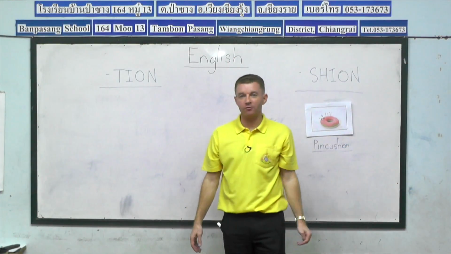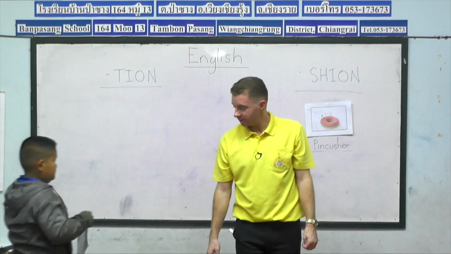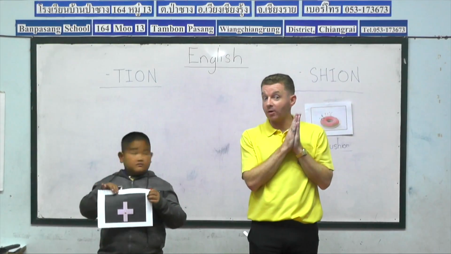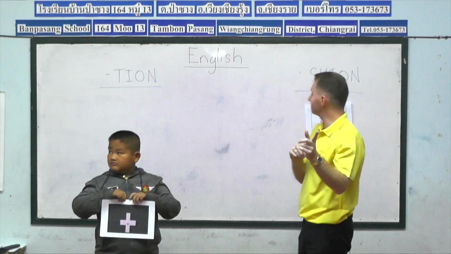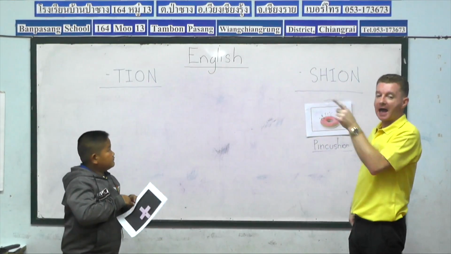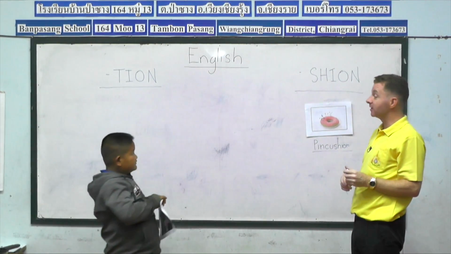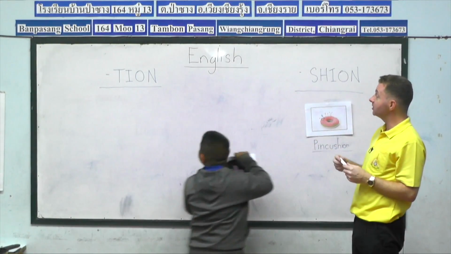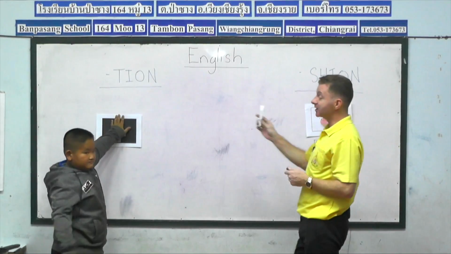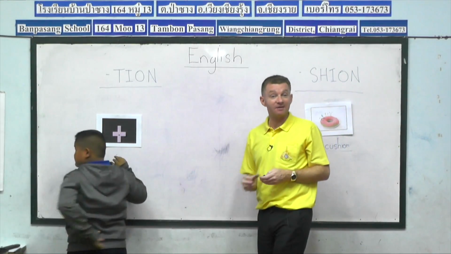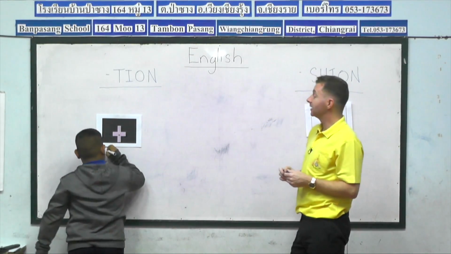Okay, so Net will now show us his flashcard. What can we see on the flashcard? Addition. Now, is addition spelt using T-I-O-N? Excellent. So, Net, you can place addition on the T-I-O-N part of the board, and then Net can show us how to spell addition correctly.